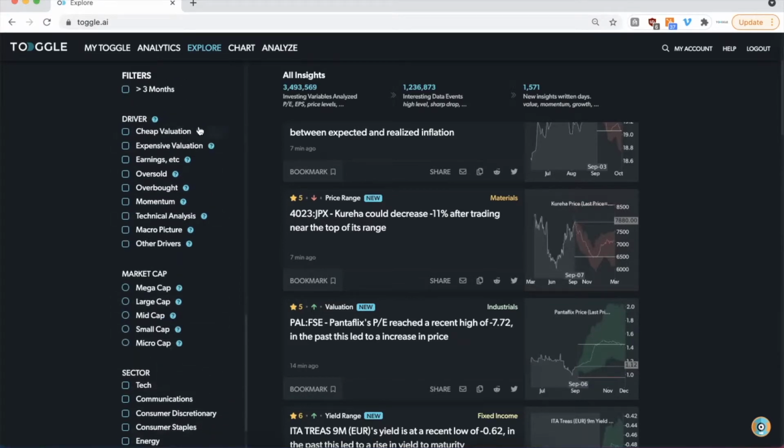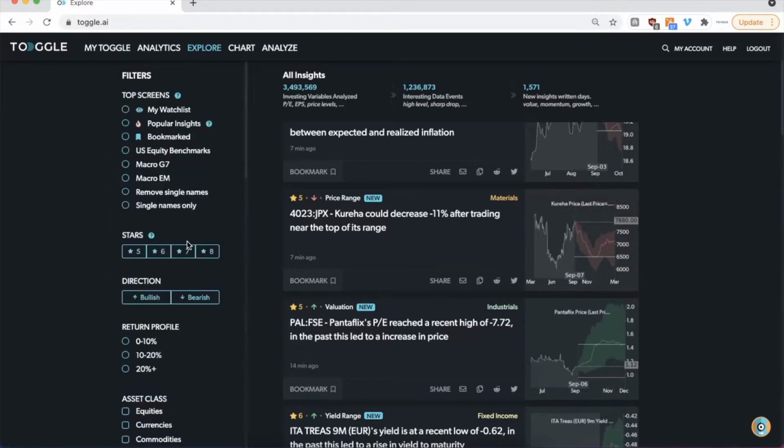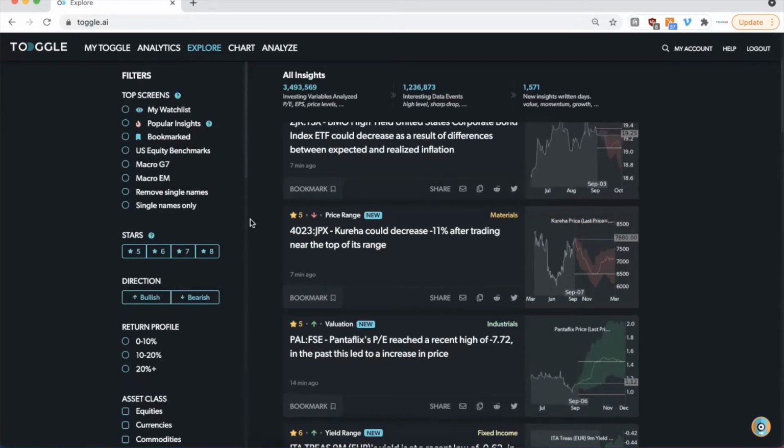Before we go in and do that, just a little bit of information. If you want to read up about anything that you're unsure about, you can just hover over the little question mark in the blue circle, and there's a little write-up there to explain exactly what that piece of information is about. So that's idea generation. That's looking for a trade idea.